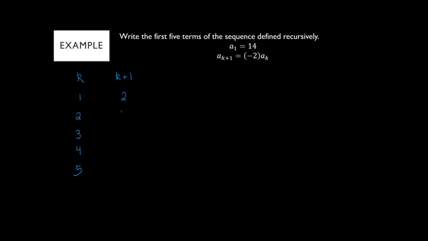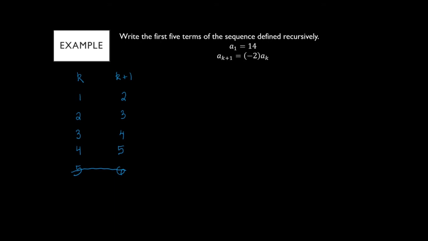So notice that k plus 1, that is the next term. So I don't even need to go that far. I already know that the first one is 14. And then I just need to find terms 2, 3, 4, and 5, which are going to be the k plus 1.